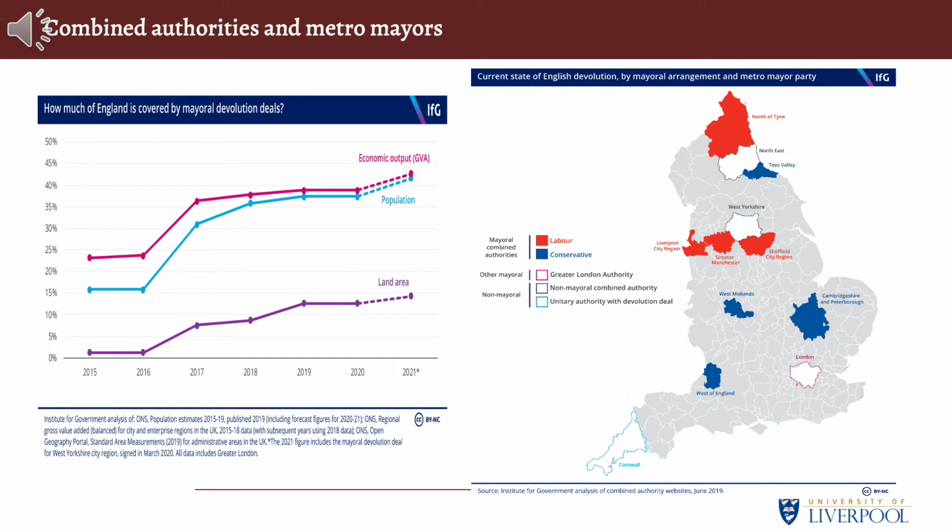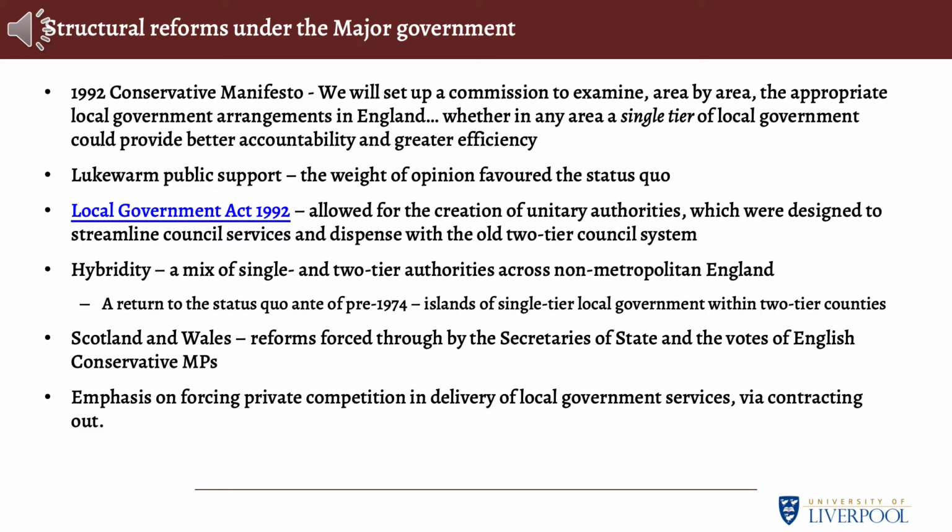Now, as it stands, county councils can join combined authorities, that is legal, but it's typically not common. And in fact, combined authorities typically exist where county councils don't. And in many ways, you might ask, why not just bring back the old metropolitan county councils that Thatcher abolished? Who knows? I don't. So, structural reforms under the Major government.